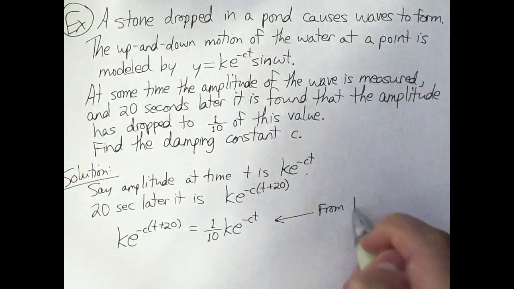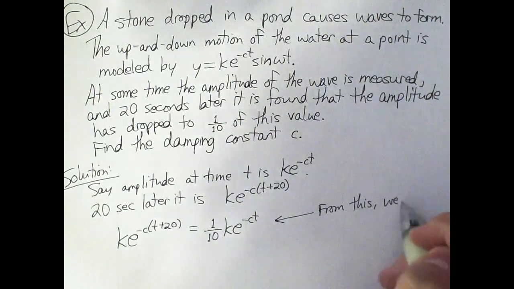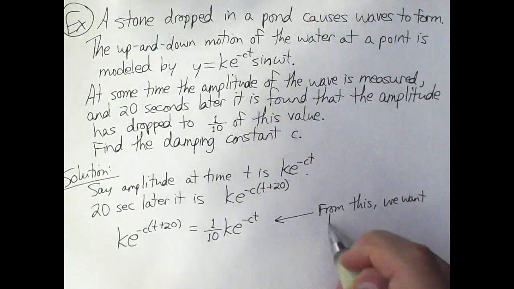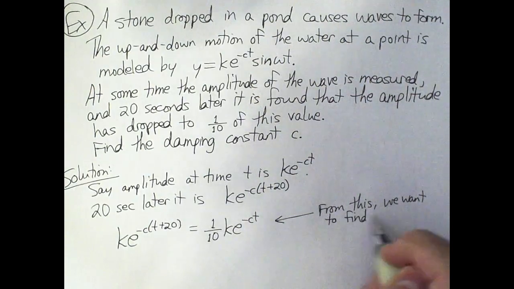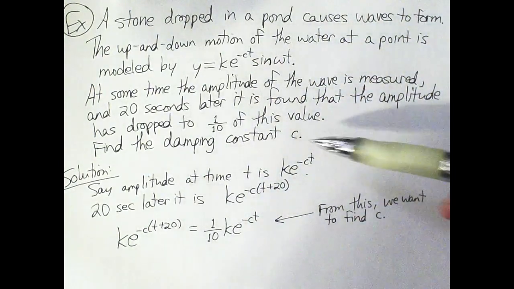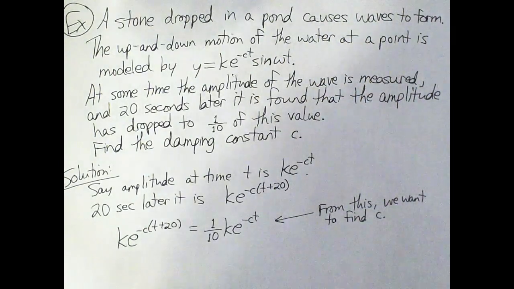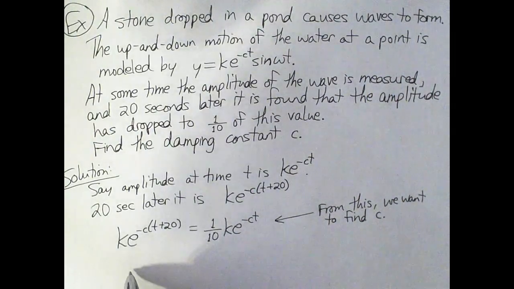From this, we want to find C. Let's keep in mind, what's our goal? It says find the damping constant C, so that's what we want to find. First thing I notice right away is that the K's cancel out. K and K, you could cross them out if you want. So we'll get rid of the K's.